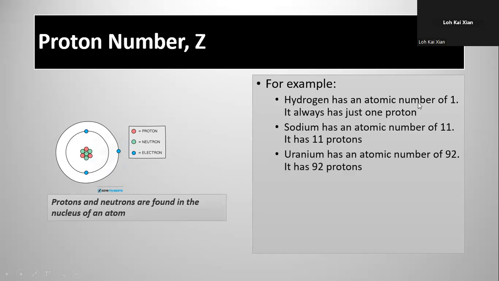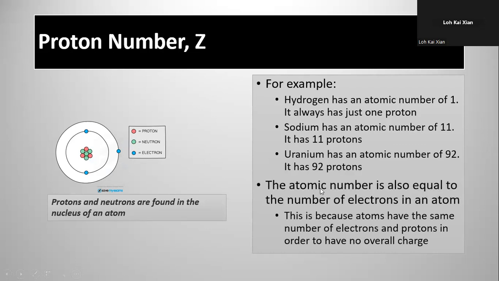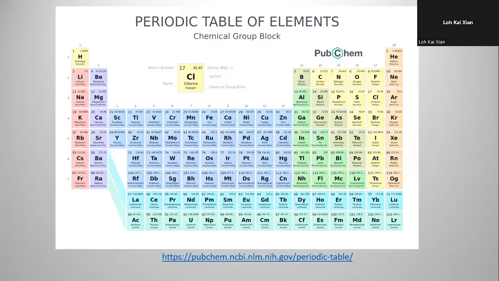For example, proton number Z. Hydrogen has an atomic number of 1. It has only 1 proton. Sodium has an atomic number of 11. It has 11 proton. Uranium has an atomic number of 92. That's 92 proton. Atomic number can tell you the number of proton, but in a neutral atom, it's the same as the number of electron. That's your periodic table. 1, 2, 3, 4 is beryllium.